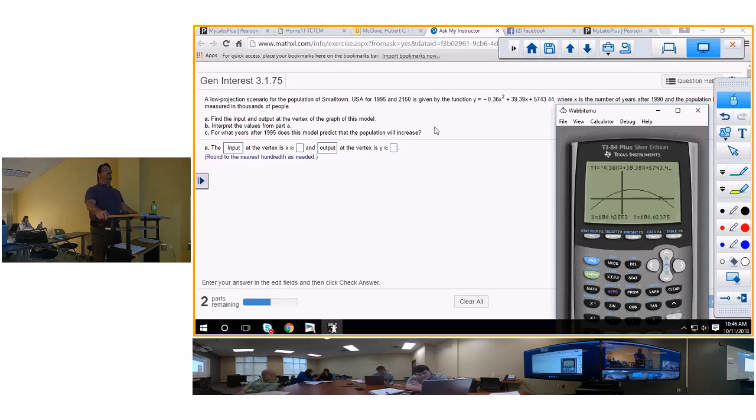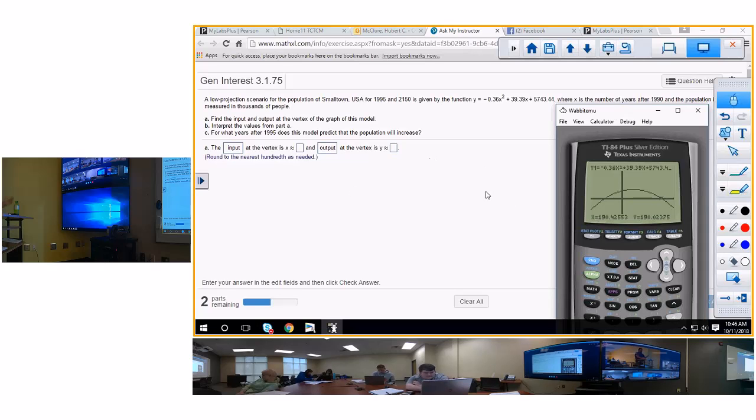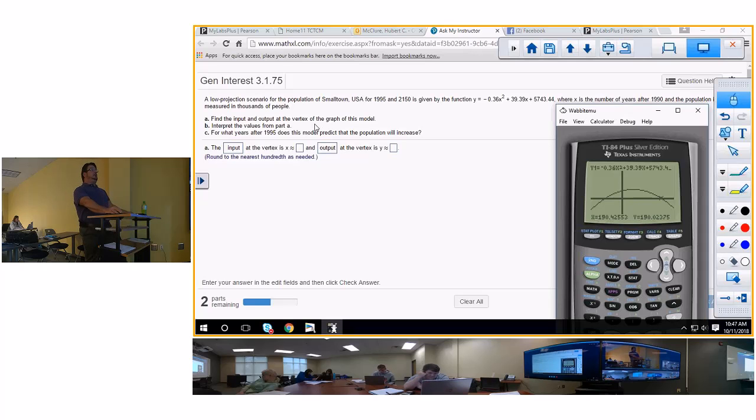All right. So it says interpret the values from part A. Well, we did. The vertex means that at a certain year it's going to be, what is it, measured in thousands of people? Small town USA. 1990, and in the year, what do we say, 2045? It's going to be something thousands, which would probably be millions since it was such a big number. For what years after 1995 does this model predict that the population will increase?